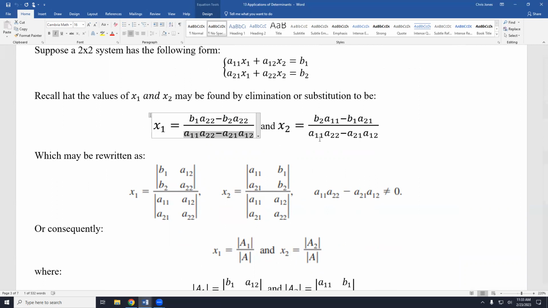All right, and so Cramer's rule says that if we just find the determinants of these forms, B1, B2, where those are the constant matrices, A12, A22, where those are going to be the coefficients of the left-hand side, and then similarly, A11, A21, B1, B2, that'll give us this, and we divide those out, that'll find the solutions to our system of equations, all right?